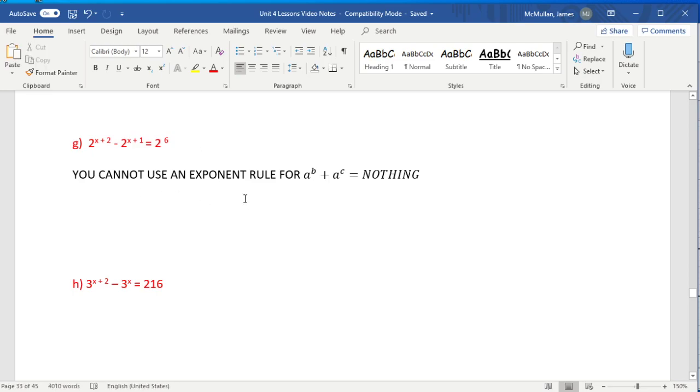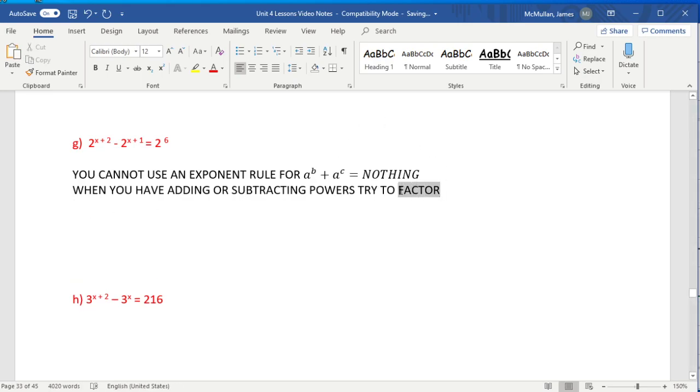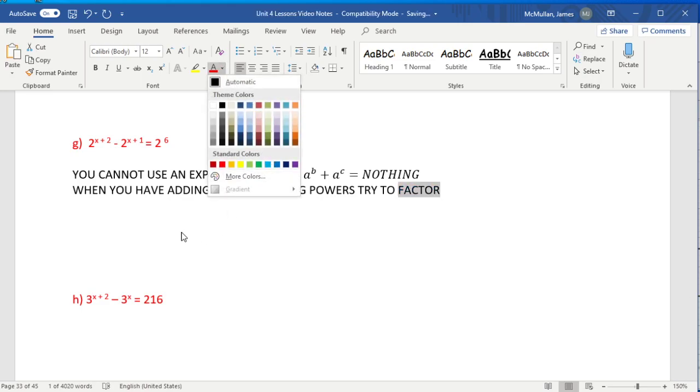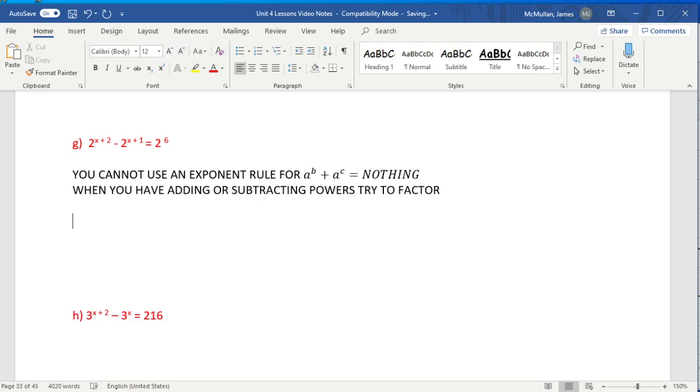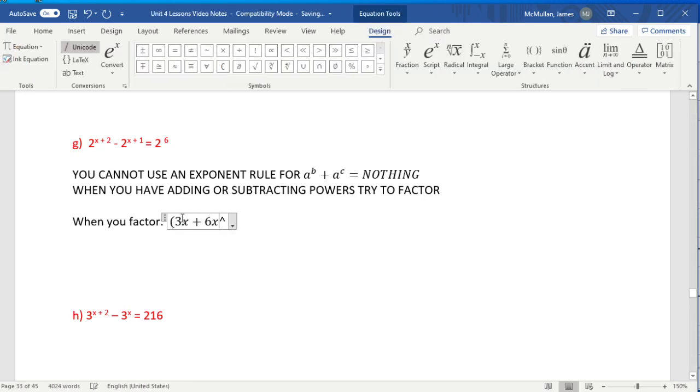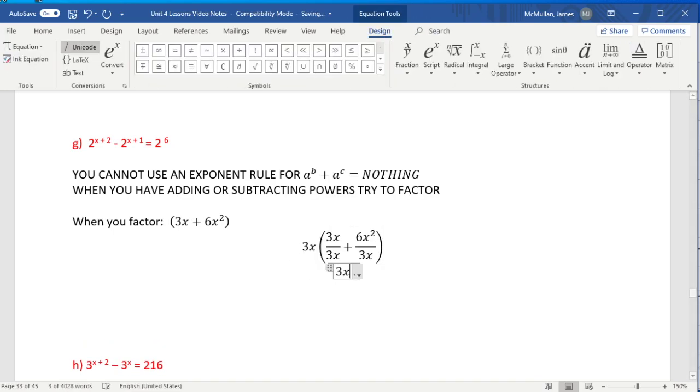So here's how you solve this question. When you have adding or subtracting powers, try to factor. Now this is a little difficult to do, so try to follow this part. If you need to rewatch it, then rewatch it. Do it with paper. Let's remember, what are we doing when we factor? Let's factor something simple. Let's say you were factoring 3x plus 6x squared. You're pulling a 3x to the front, then taking each term and dividing it by 3x. You get 1 plus 2x left, right? I bring it up because when you factor with exponentials, it's helpful to remember this format.